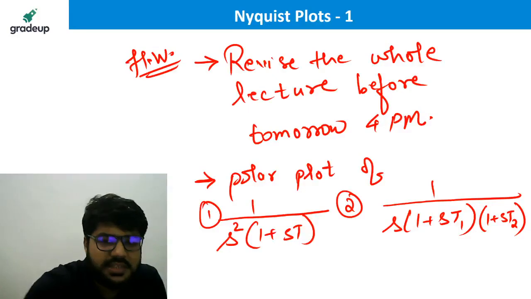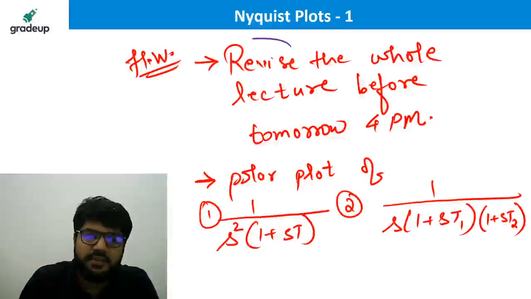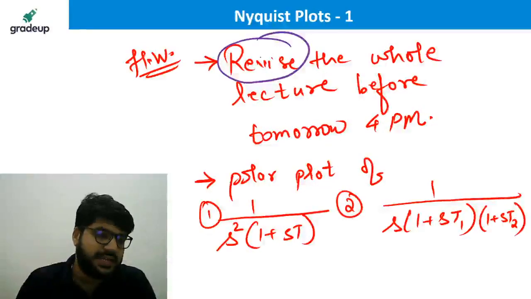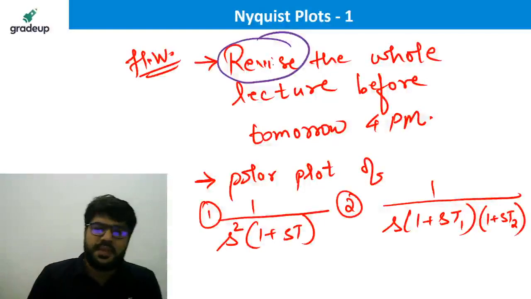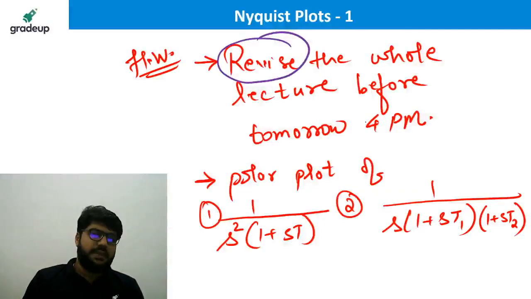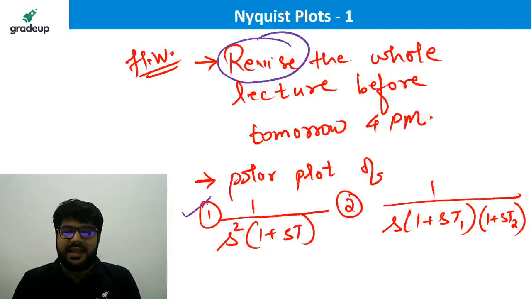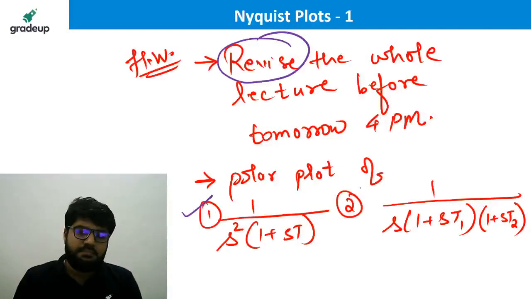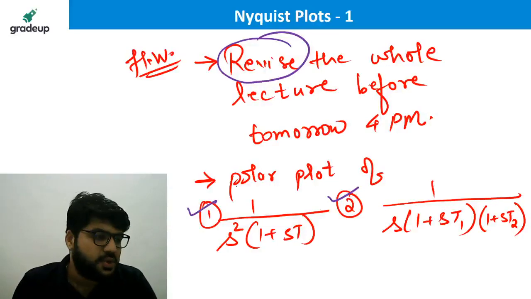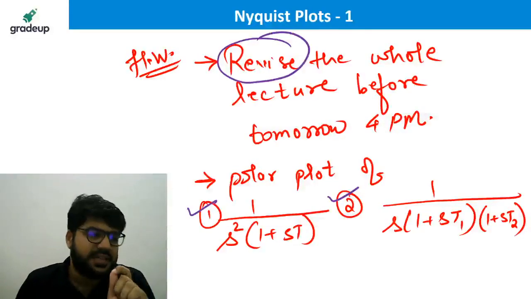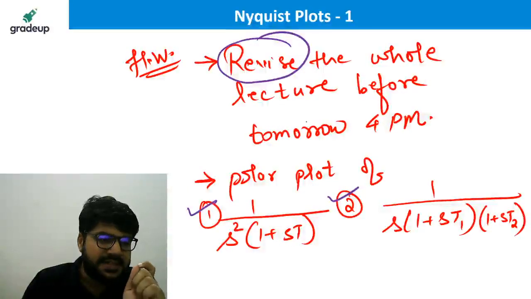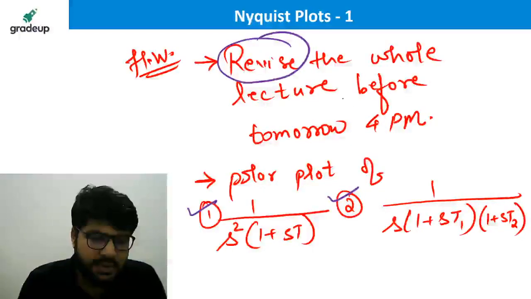Now this is the homework that was given by me. First one is the revision of the whole lecture, yesterday's whole lecture, that was to be done till 4 p.m. today. I hope you have followed that. And then I gave you two questions, and I believe you must have tried them a little bit, 1 upon s square into (1 + sT). Now guys, I will start the questions, and step by step as the time demands, I will give you some shortcuts.